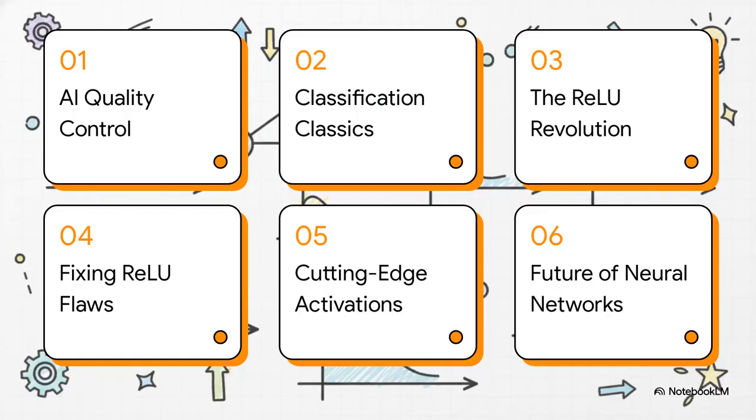Okay, let's dive into this. Here is our roadmap for today. We just covered the AI quality control concept. Next, we'll hit the classification classics, move on to the ReLU revolution, check out how researchers fix the ReLU flaws, explore the cutting-edge activations, and finally, take a peek at the future of neural networks.